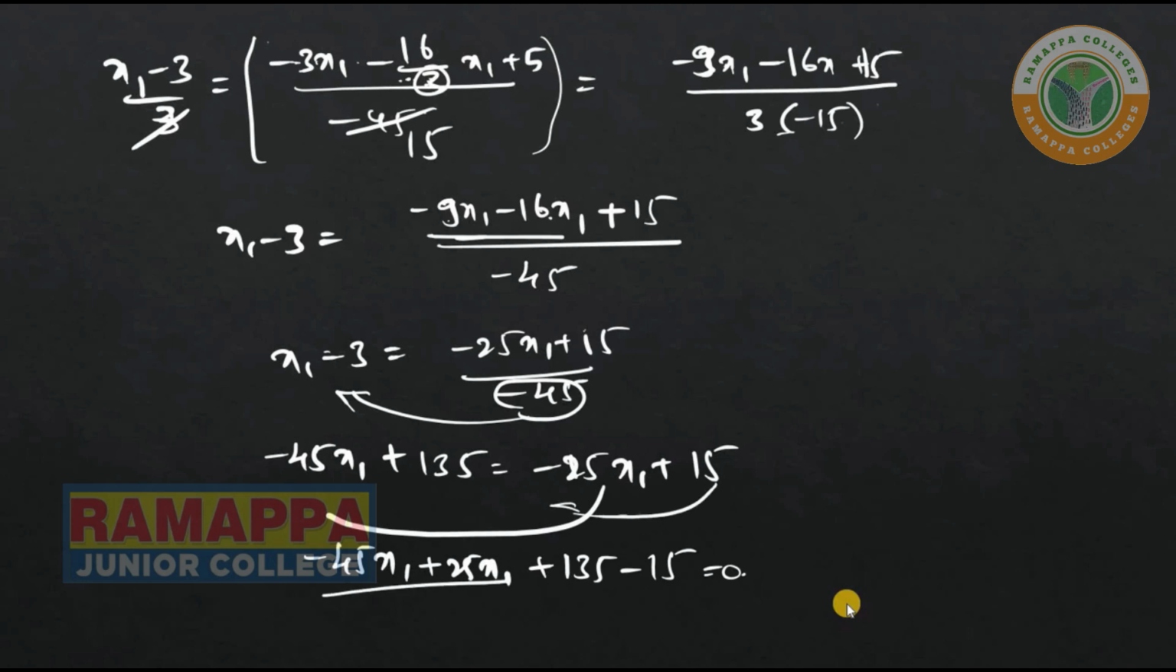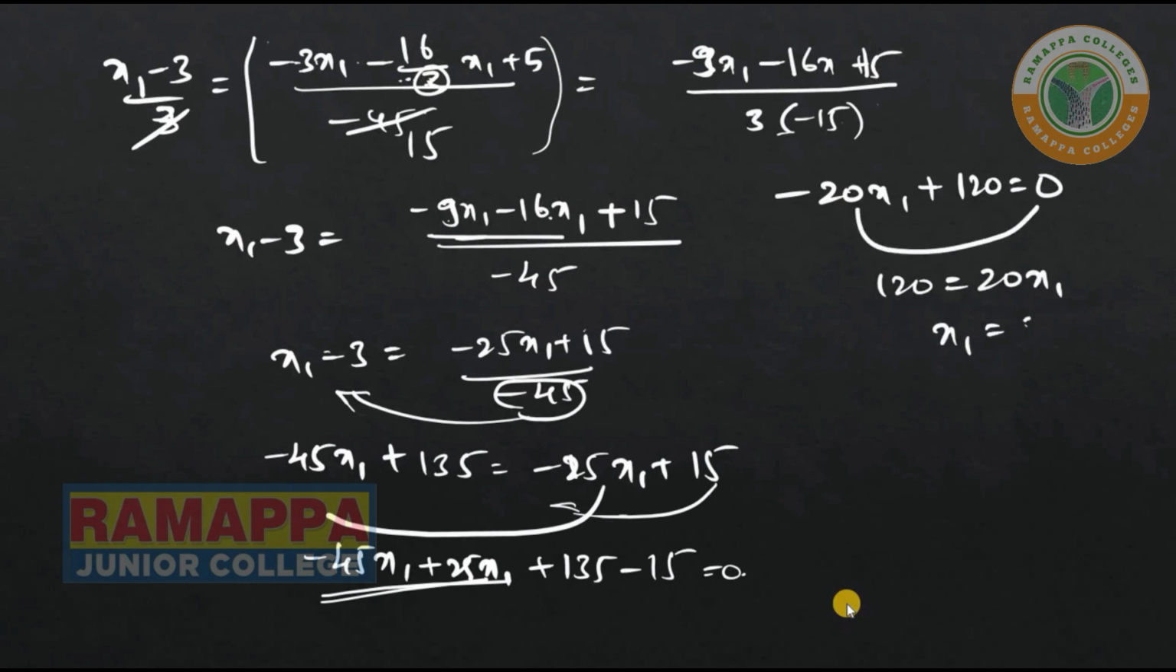So now the answer will become minus 20x1 plus 120 is equal to 0. So this I will take here: 120 is equal to 20x1. So x1 is equal to 120 divided by 20. So 20 sixes are 120. So x1 is equal to how much did we get? 6. And what is y1?